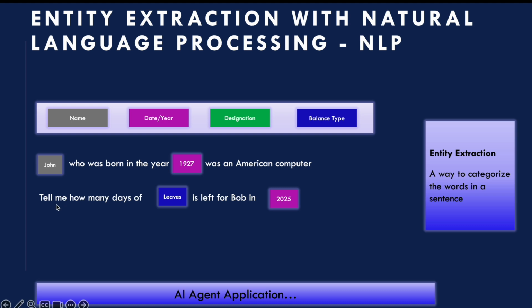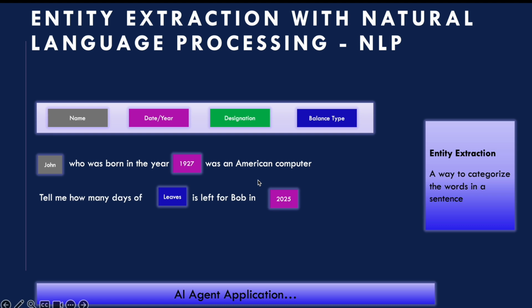Likewise, in the next sentence, "Tell me how many days of leaves are left for Bob in 2025." Again, if you see, leaves is another entity of type balance type. That is, here we are referring to the number of days balance, right? So it's how many days of leaves. The leaves qualifies as the balance type category, and 2025 again qualifies as year in this case.